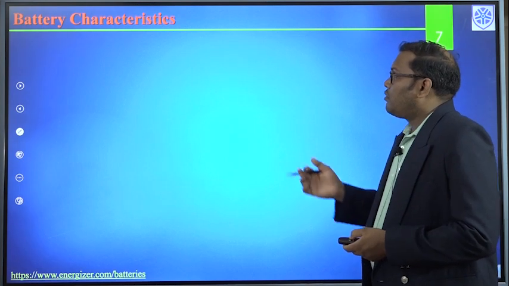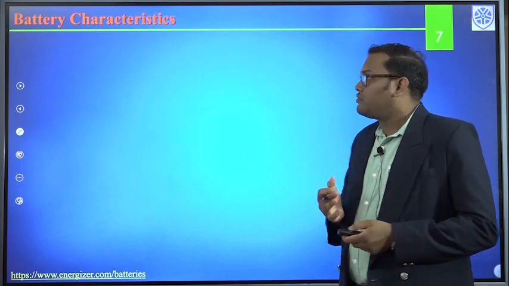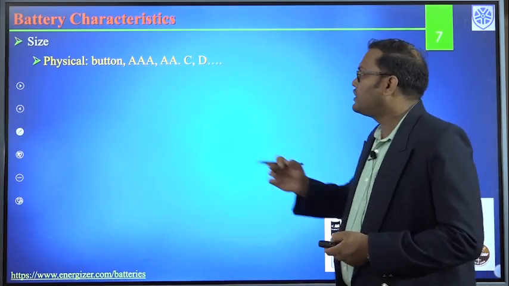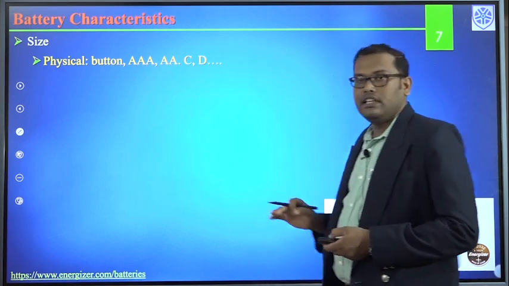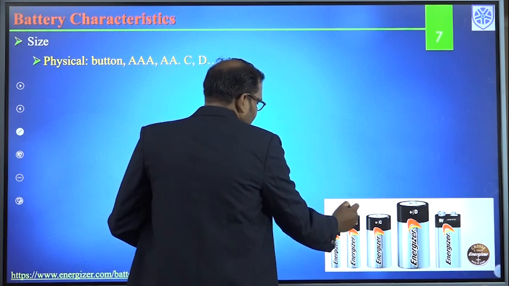So what are the characteristics you should have for a battery? For example, the size, what size is actually defined. You have seen these kinds of batteries: AAA, AA, C, D. These are the different types of batteries you can see here. So this is AAA, AA.